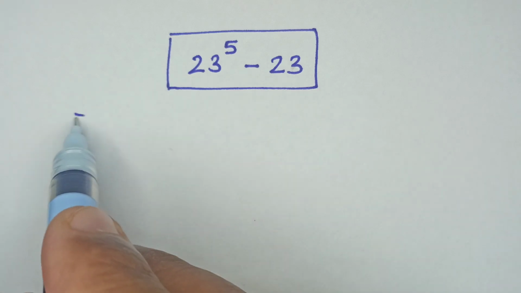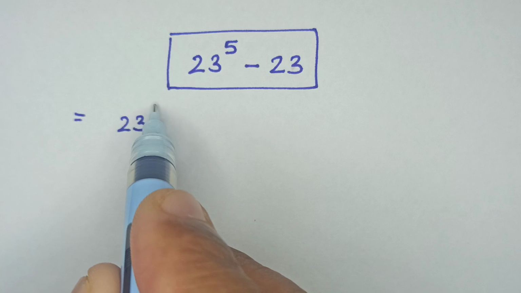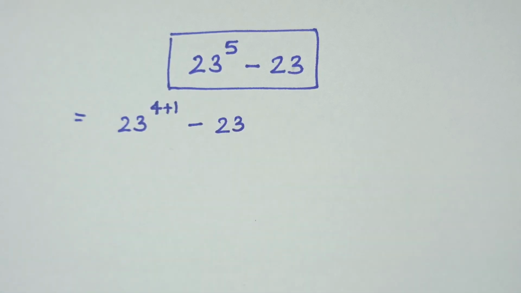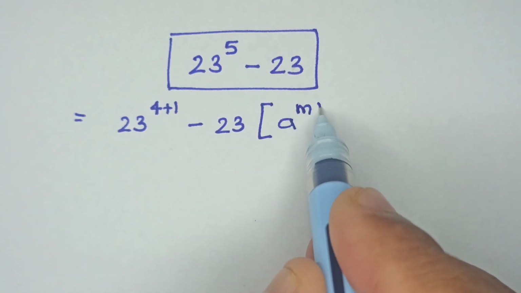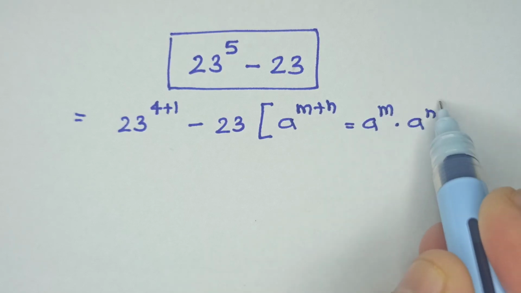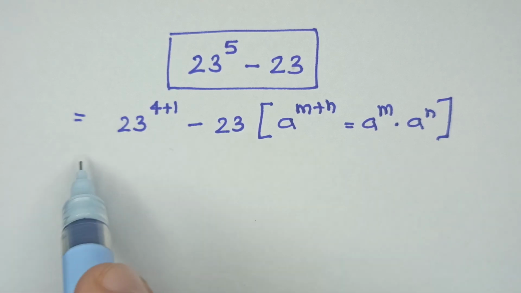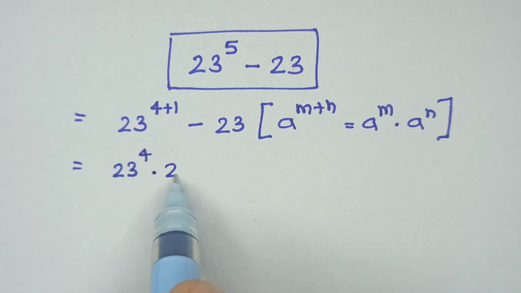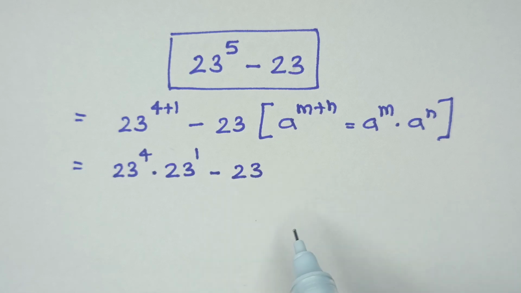So the first thing we are going to do is bifurcate this power 5 here. So this will be written as 23 raised to the power 4 plus 1 minus 23. Now after this step we are going to use a property of exponents that says a raised to the power m plus n can be written as a raised to the power m multiplied by a raised to the power n. So when we apply this, it is 23 raised to the power 4 multiplied by 23 raised to the power 1, minus 23.